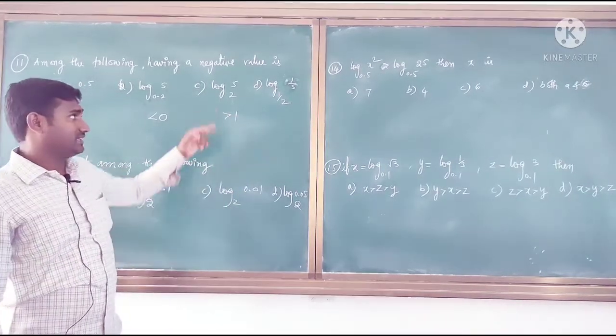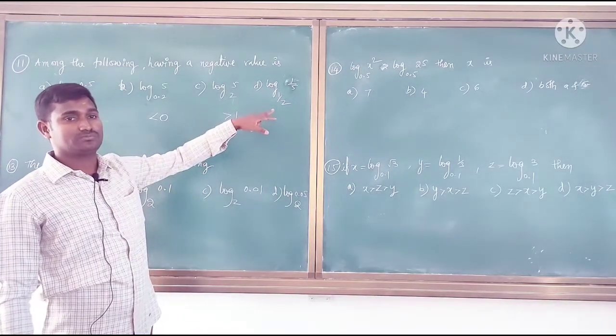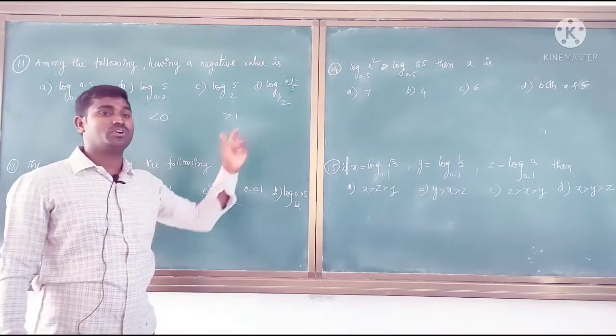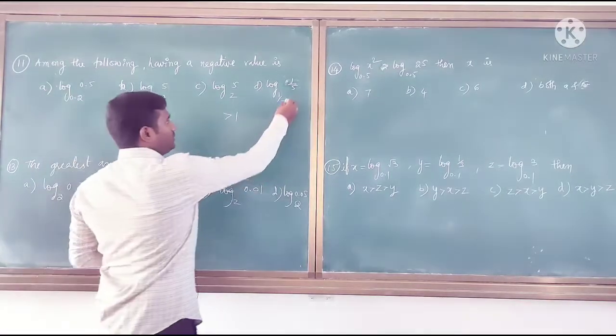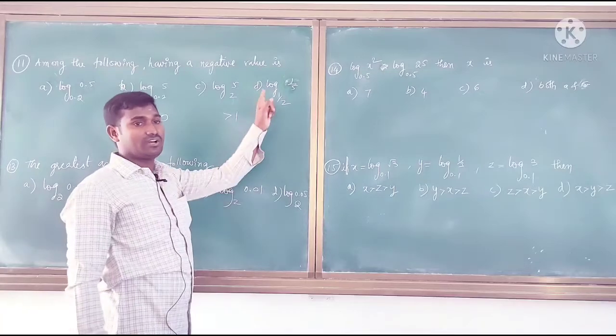Next, log 1 by 5 to the base 1 by 2. Both lie between 0 and 1 only, so we won't get less than 0. Here, is 1 by 5 greater or 1 by 2 greater? 1 by 2 is greater.